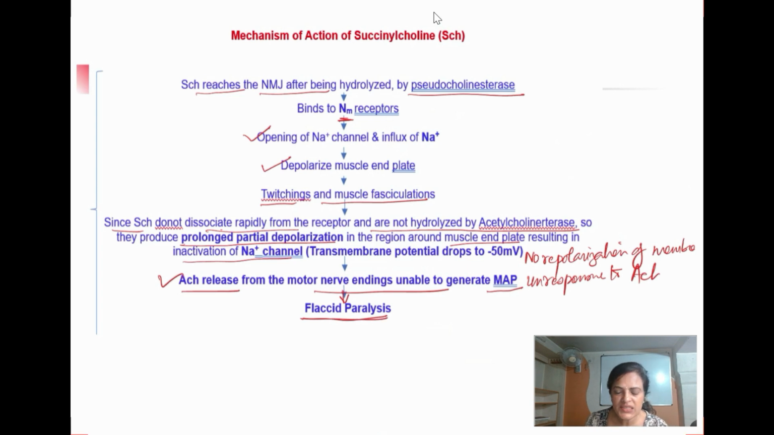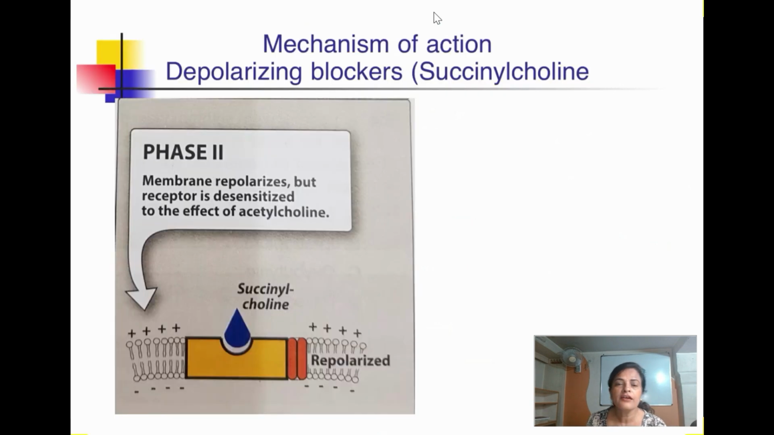So this phase 1 is followed by the phase 2 block. Now what happens in the phase 2 block? Succinylcholine is still there, bound to the receptor. Now the membrane is repolarized. You look at here, the membrane is repolarized. If it is repolarized, that means once acetylcholine comes, it should be able to bind with the receptor and generate the end plate potential, followed by muscle action potential, followed by the contraction. But sorry, this does not happen.